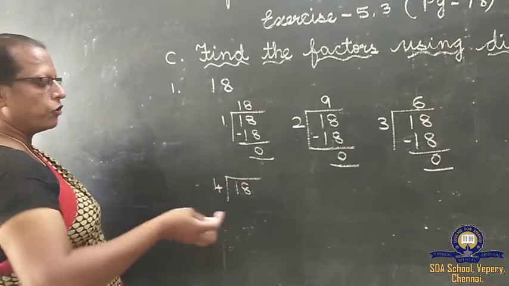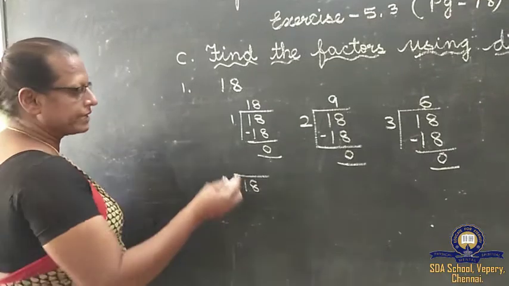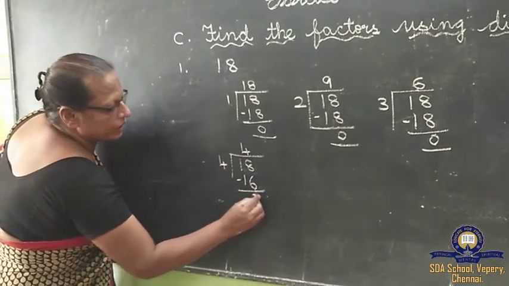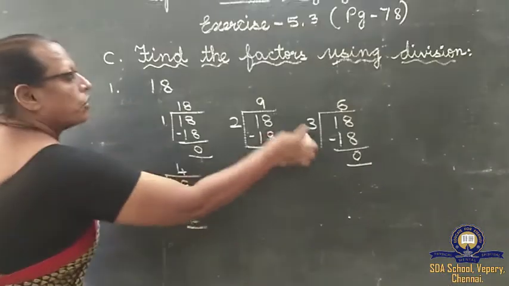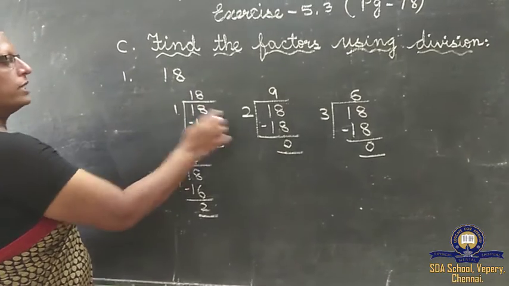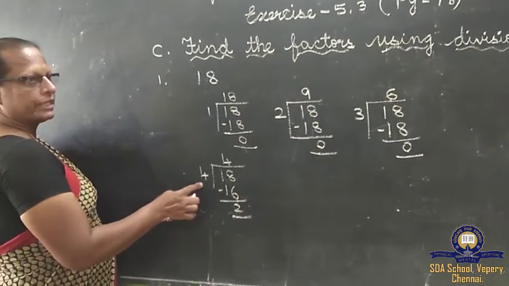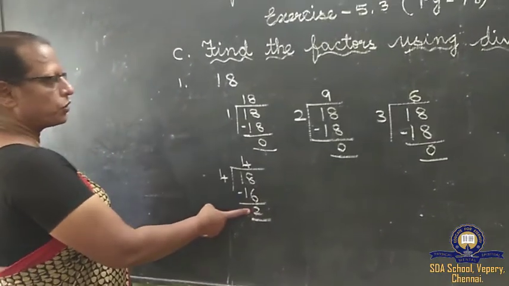4 1s are 4, 4 2s are 8, 4 3s are 12, 4 4s are 16, 4 5s are 20, it's coming. See, 4 4s are 16 only, 18 will not come. So here what is the remainder? 2 is coming, here it has 0. So 1, 2, 3 are factors of 18. But you can't write the fourth table because the remainder is 2. So you can't write it.